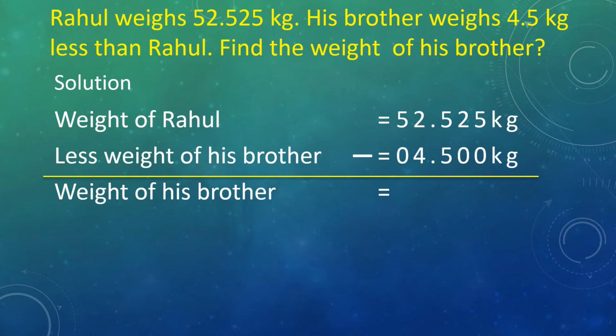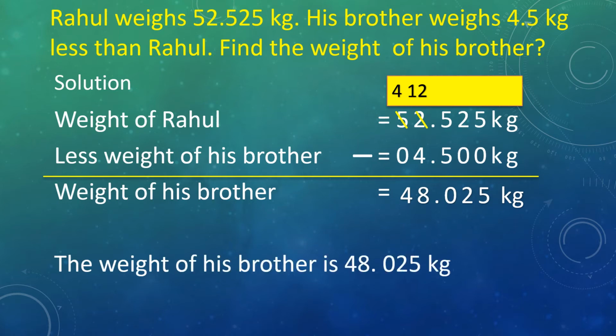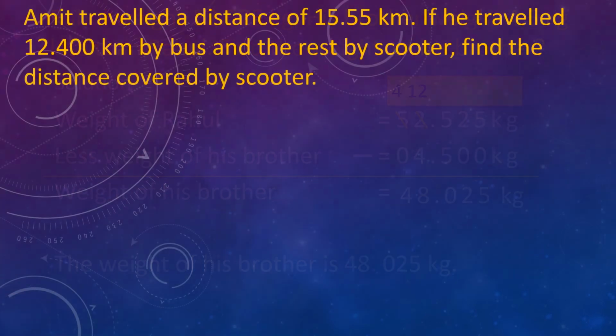So the third statement is weight of his brother is equal to, as usual we start our subtraction from the right, and everyone knows the subtraction. So pause the video and do the subtraction on your own and check the answer. And the answer is 48.025 kilogram. And the last statement is the weight of his brother is 48.025 kilogram. Let us solve one more question. Amit traveled a distance of 15.55 kilometer. If he travelled 12.400 km by bus and the rest by scooter, find the distance covered by scooter.